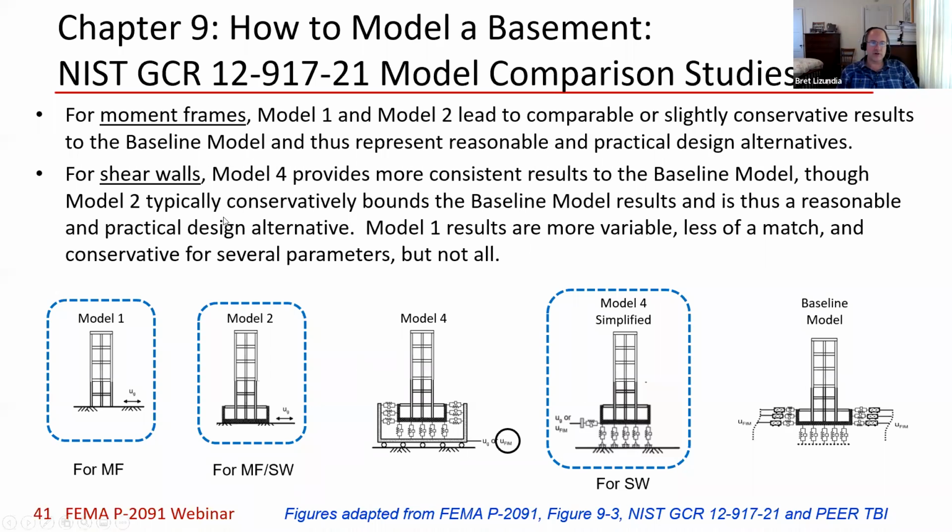And what we learned is that for moment frame building, both model 1 and 2, so pretty simple models, are good. And for shear walls, this model 4, as well as model 2, work pretty well. So I have sort of typically been doing model 2. I was actually doing it before this project, but I was sort of reassured after we did the NIST work that that was a pretty good idea.